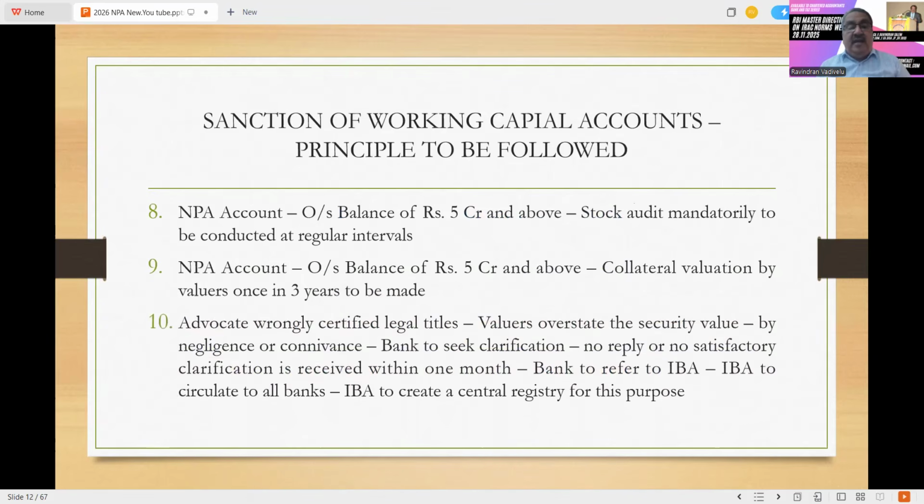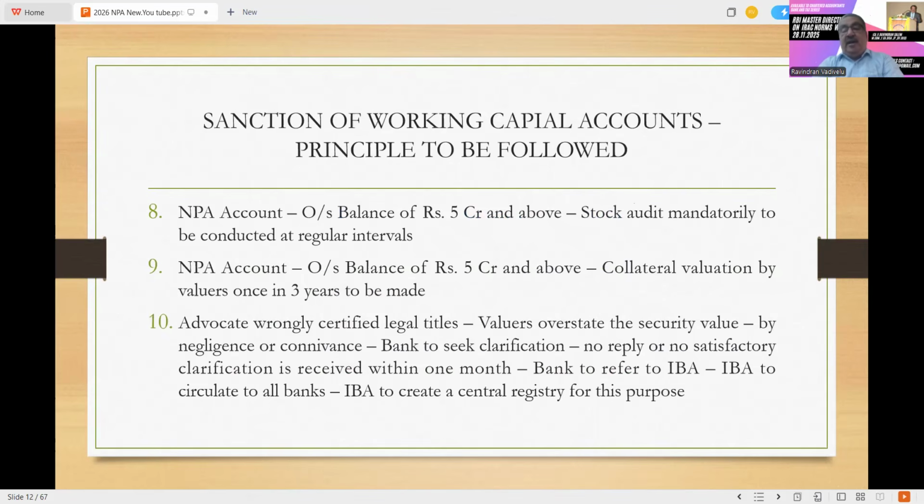And here also another very important thing they have given is the advocate's opinion. If the advocate has given the opinion wrongly, or the valuers overstate the security value by negligence or connivance, then the bank has to get their clarification from the advocate or the valuer. And if there is no proper reply, or no satisfactory clarification is received within 1 month, then the bankers may refer the name of the advocate and the name of the valuer to the IBA, Indian Banks' Association.